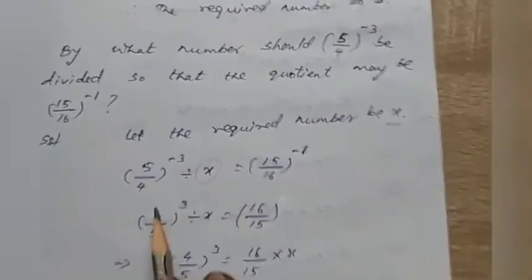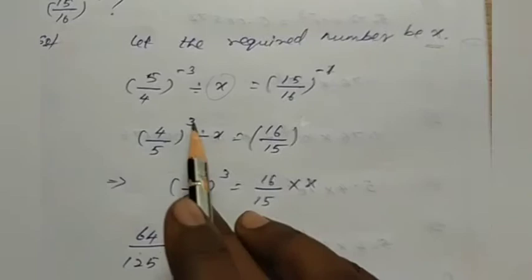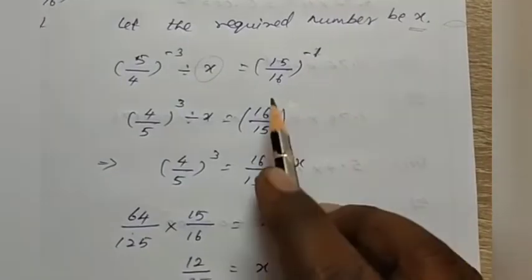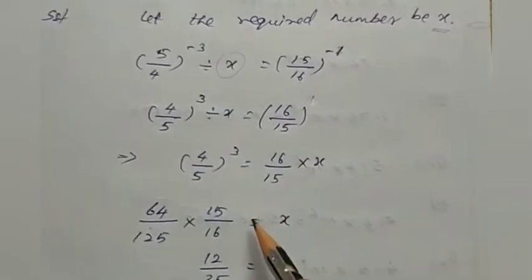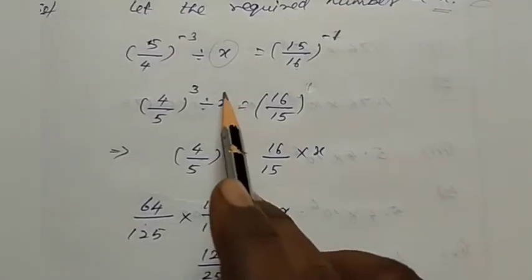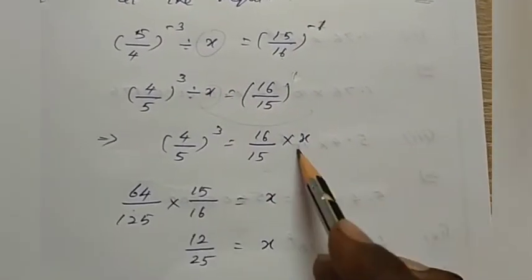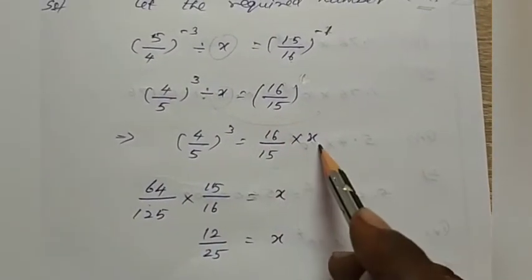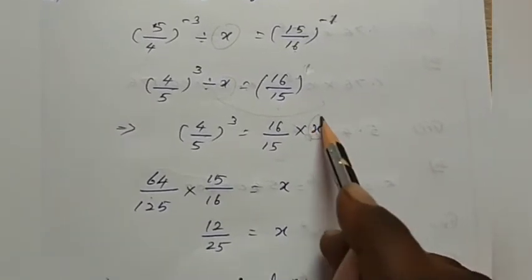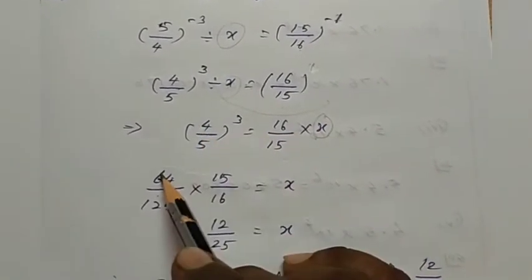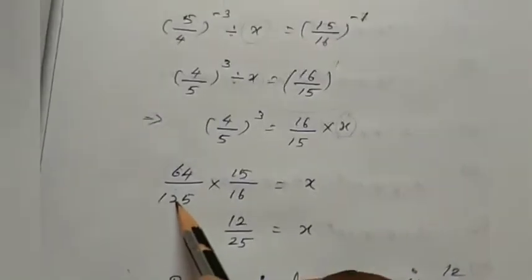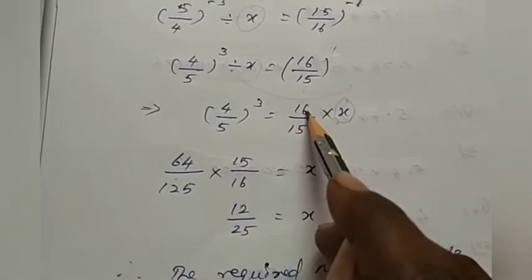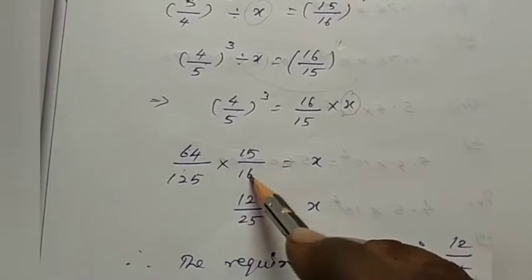So (5/4)^(-3) is equal to (4/5)^3, divided by x is equal to (15/16)^(-1), which is equal to (16/15)^1. So this is divided by x, transposing to that side is multiplied by x. So (4/5)^3 is equal to 16 divided by 15 into x. 4 cubed is 64, 5 cubed is 125. 15 transposing to that side is multiplied, 16 transposing to that side is divided. So 15 divided by 16 is equal to x.